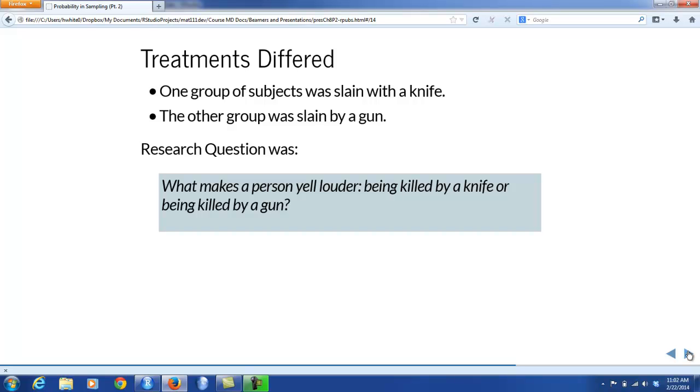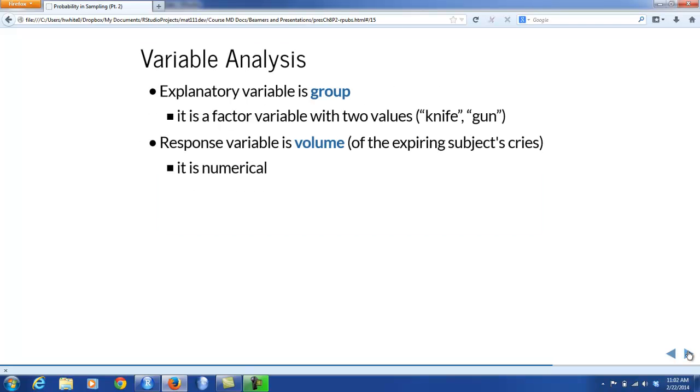People were randomized into those groups. The research question was, what makes a person yell louder, being killed by a knife or being killed by a gun? And so we soberly go through our variable analysis. The explanatory variable in the data frame is the variable group. It's a factor variable with two values, knife and gun, depending on which treatment group the subject got randomized into.